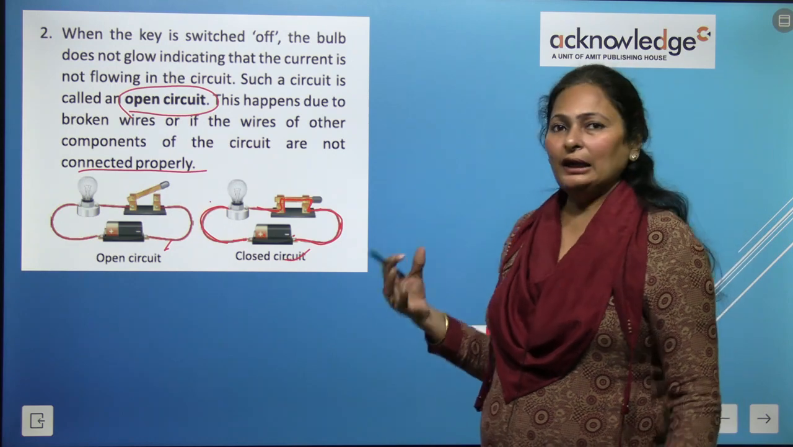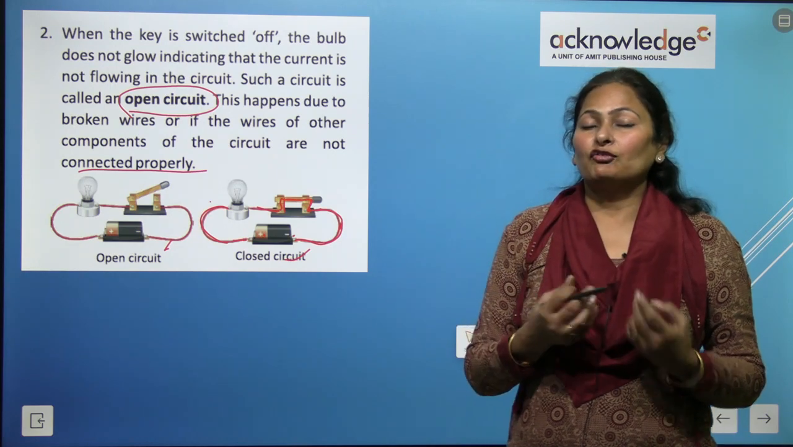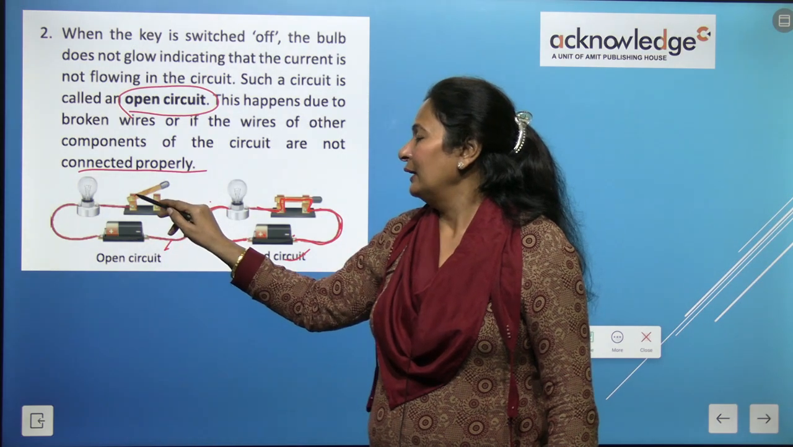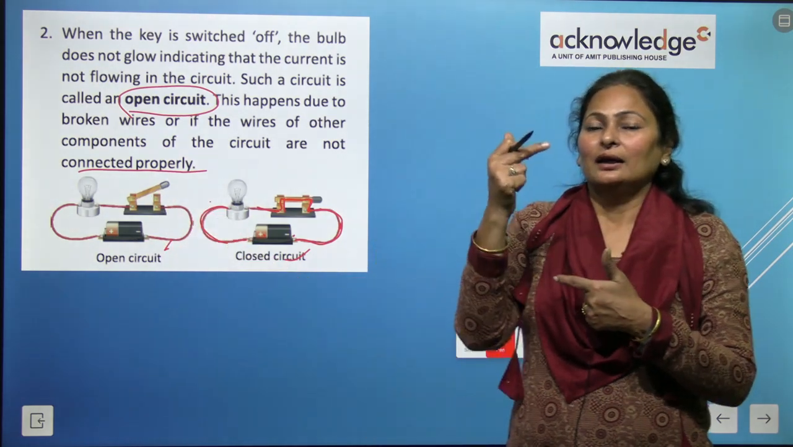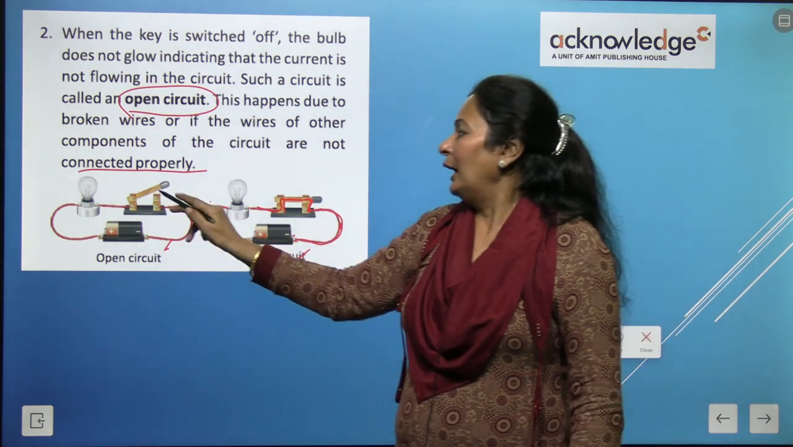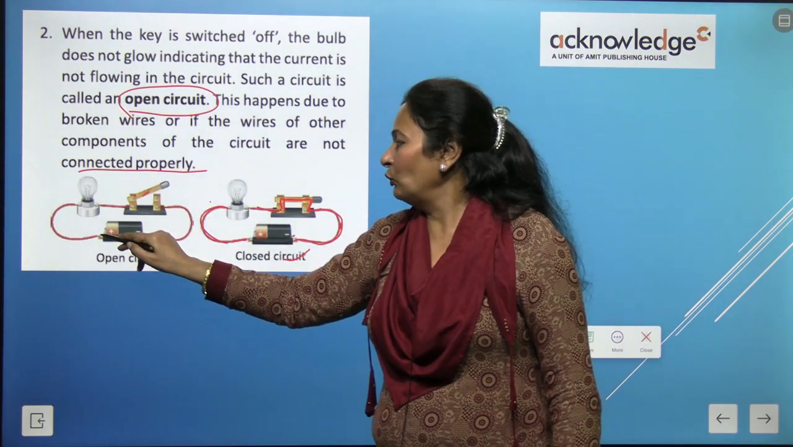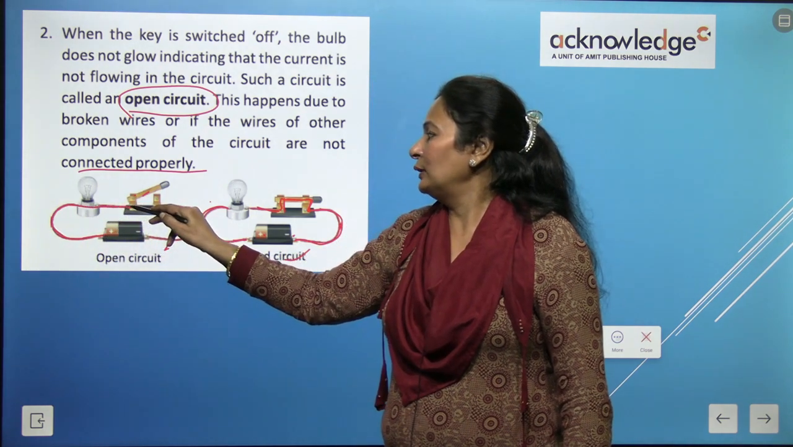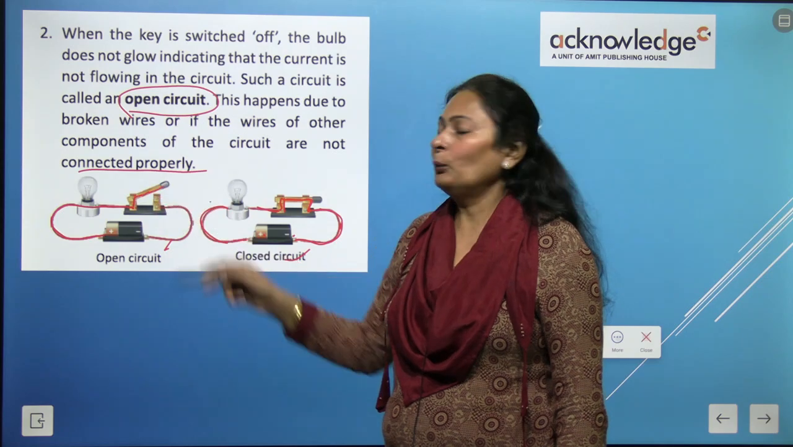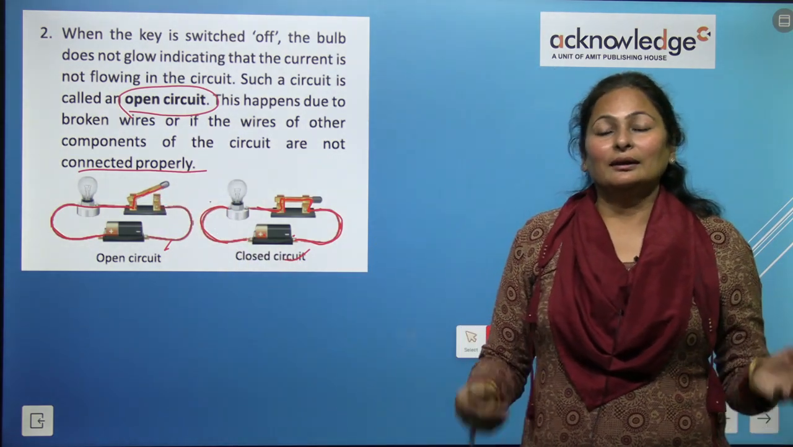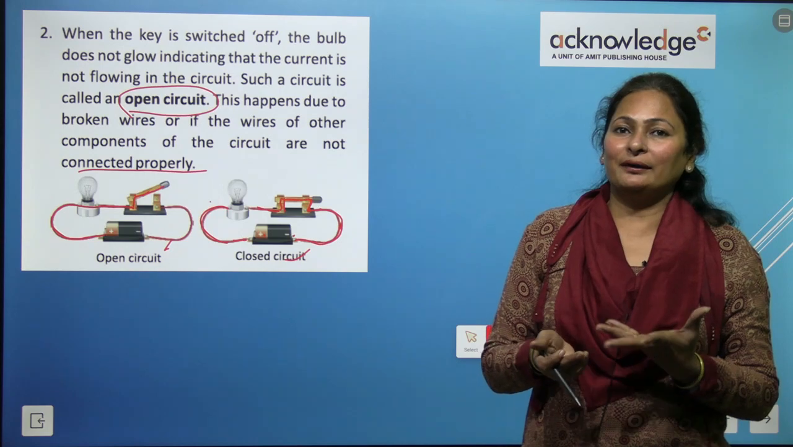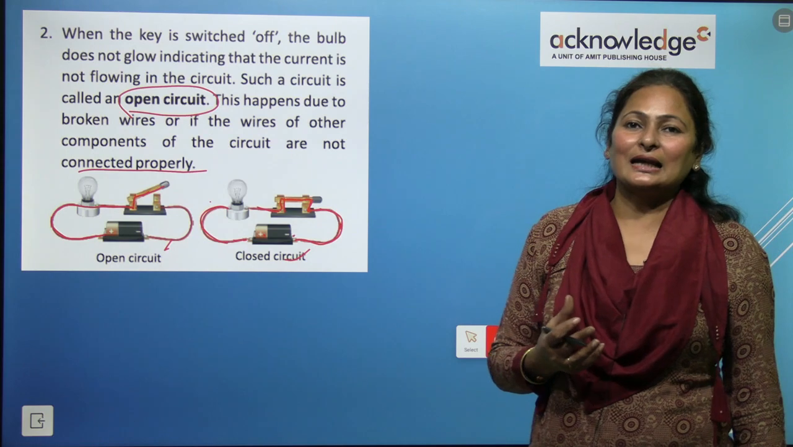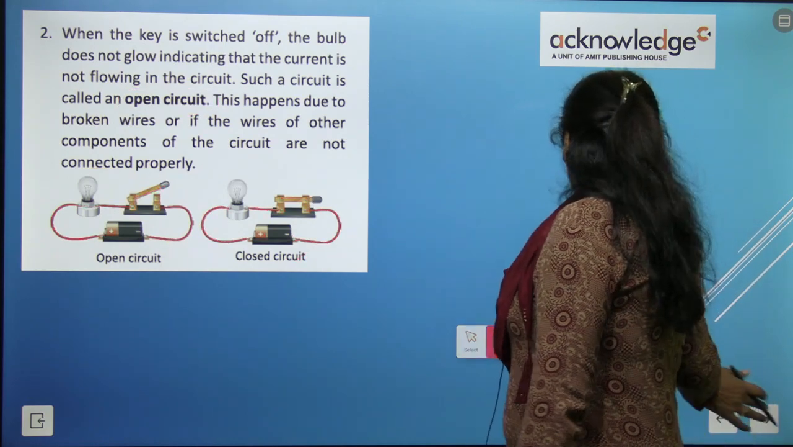So it is flowing properly. Now open circuit: you can see this key is breaking. This is the switch off condition, and in this circuit the current is moving from positive, from this way, from the bulb towards this, and now where will it go? The path is broken, right? So this circuit is known as an open circuit, right?